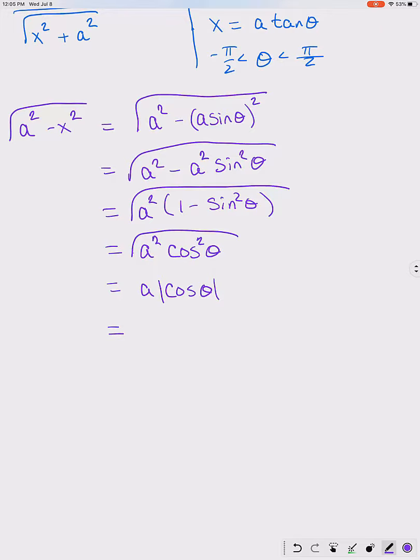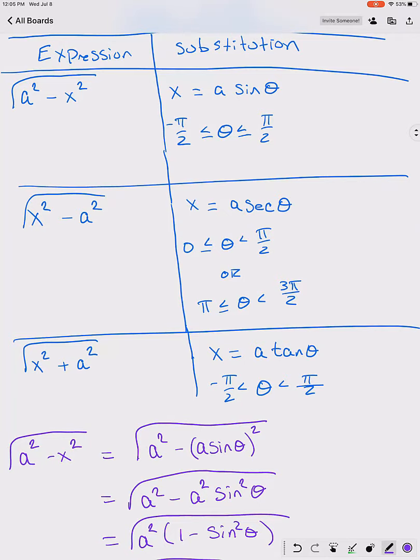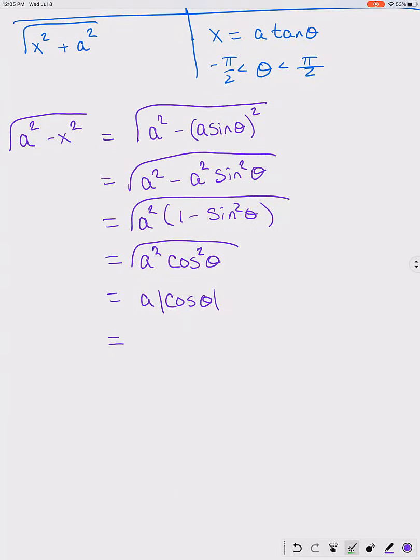But since we have restricted the domain, with theta being between negative pi over 2 and pi over 2, and the cosine of theta on the interval negative pi over 2 to pi over 2 is always positive, we can make this even simpler by saying that it has to be a times the cosine of theta.